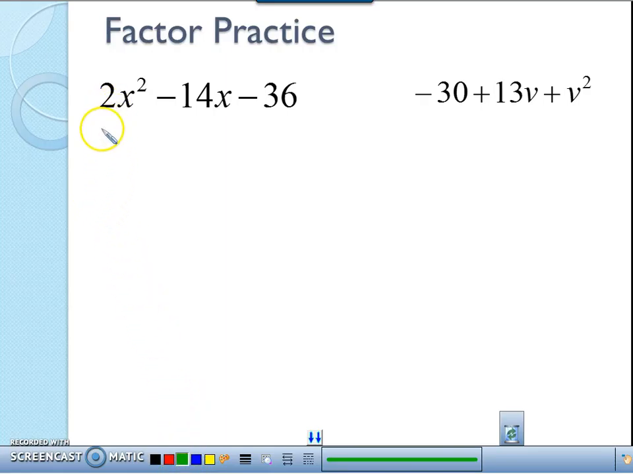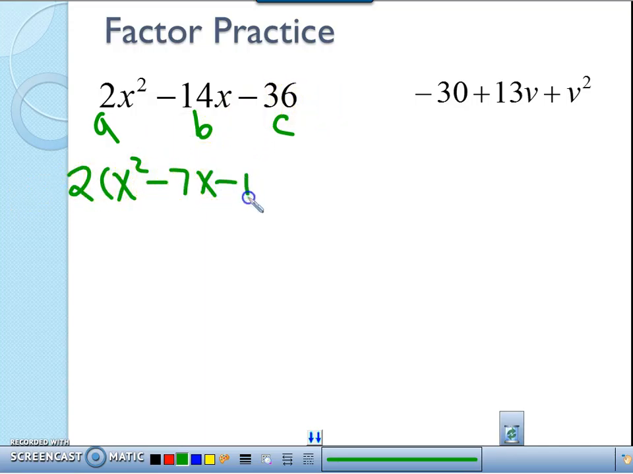So what do you do if you have a GCF other than 1? For this one, you look at A, B, and C, and as you can see, their GCF is 2. So we're going to write 2 in the front, and write parentheses for each term. 2 times what is 2x squared? We're just going to write x squared. Then negative 14x divided by 2 is negative 7x. Negative 36 divided by 2 is negative 18.